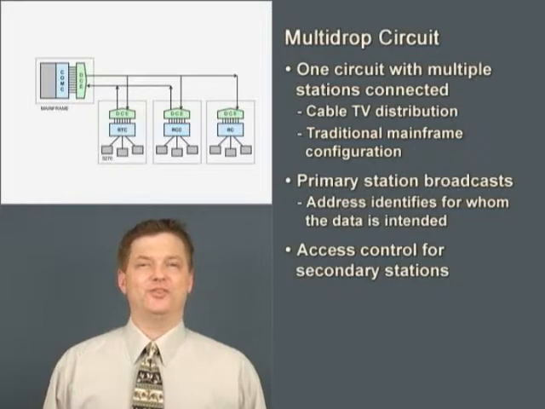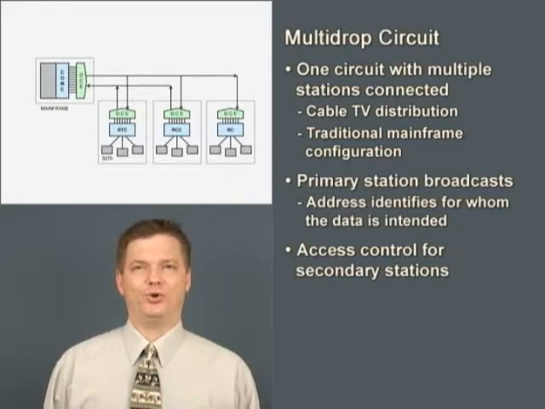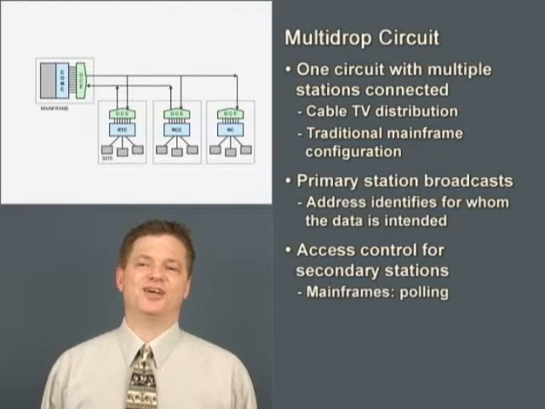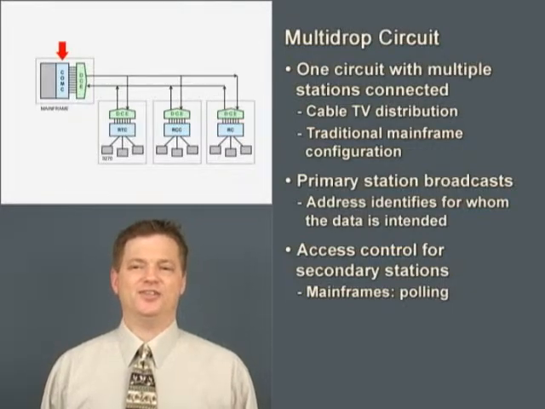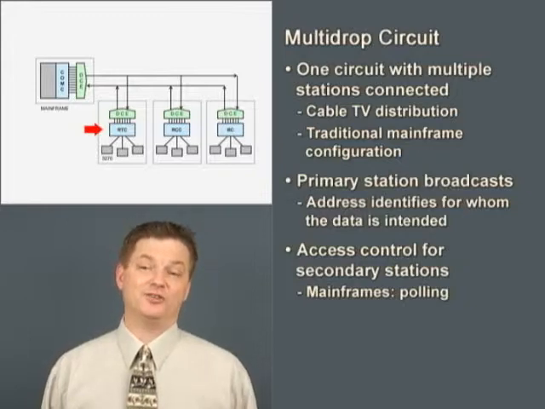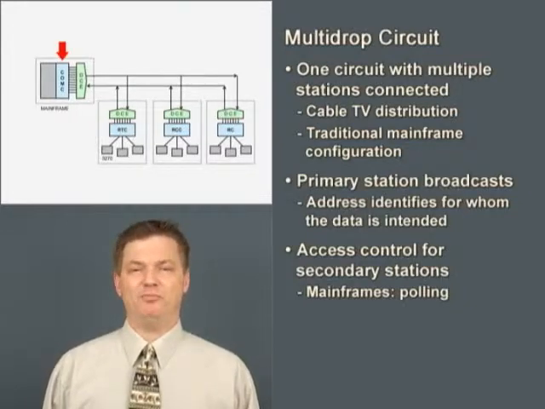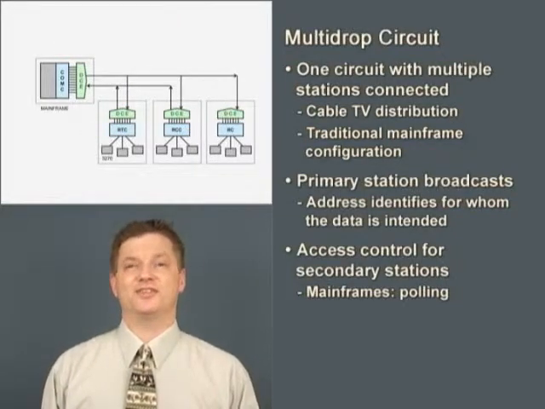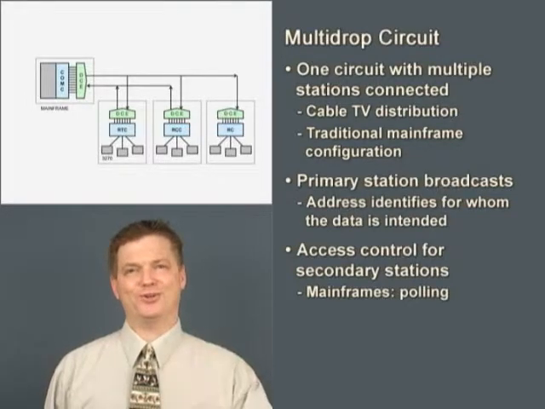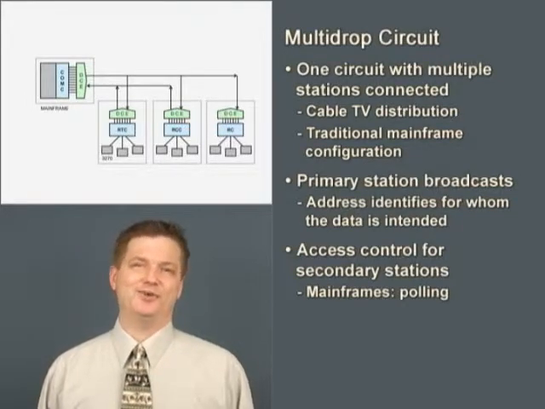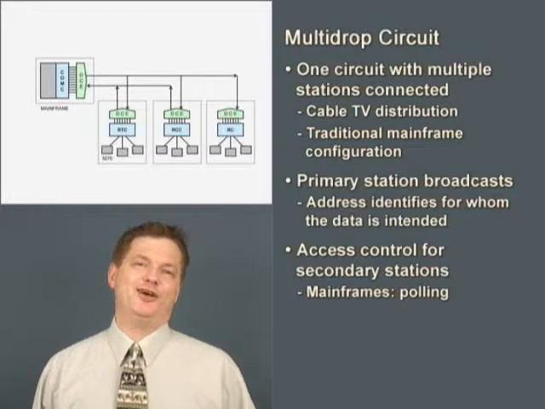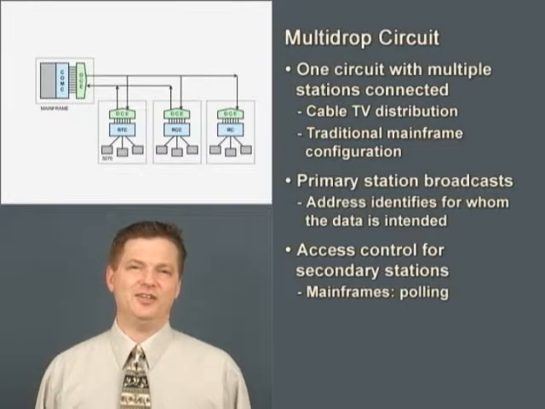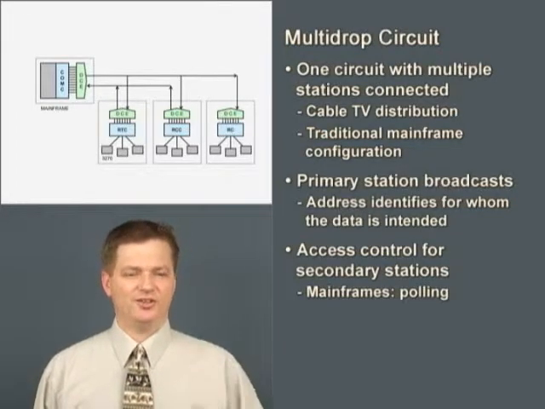The mechanism that was used here was called polling. And the way it works, this is the master and these are the slaves. Or if you want to use more technical terminology, this is the primary station on the data link, and these are the secondary stations on the data link. And the way it works is the primary station polls the secondaries. So what it's going to do is it's going to say, hey, box number one, do you have anything to say? They'll say no. They'll say, okay, you be quiet.